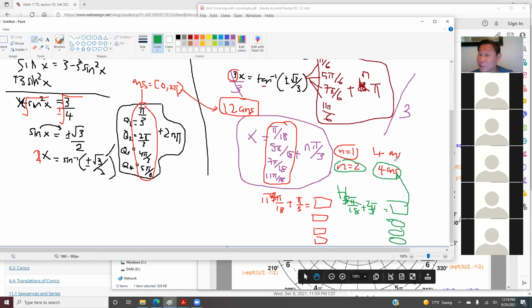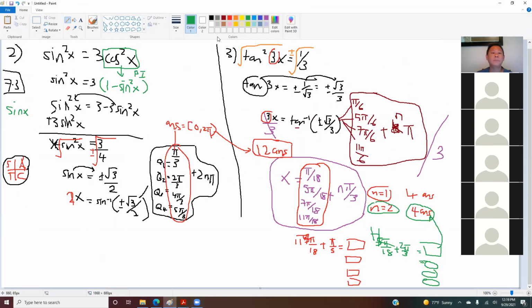So it's a lot of work. It's not easy when you have a multiple angle like this. Anyone have any questions for me here? Anyone?